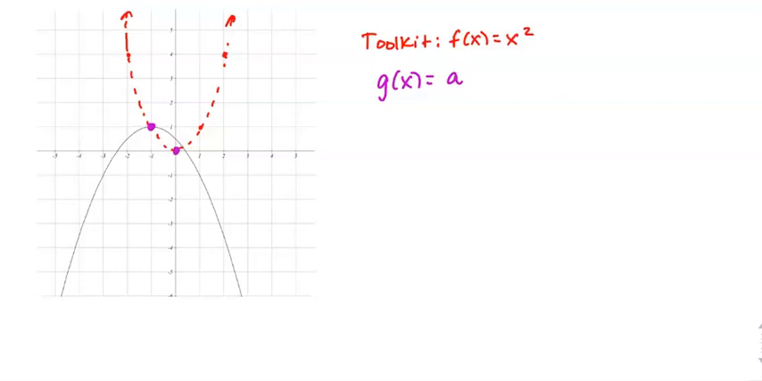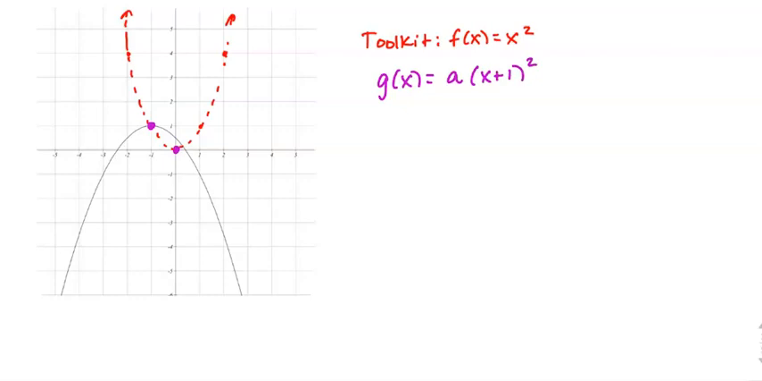Since our vertex has moved 1 unit to the left from our toolkit function, I can represent this by changing the inside of my function with a +1. So remember, on the inside it moves kind of opposite of what we would expect. A plus moves to the left and a minus moves to the right. We also see that our function has moved up 1 unit, so in the vertical direction I'm going to write that as a +1 on the outside as well.